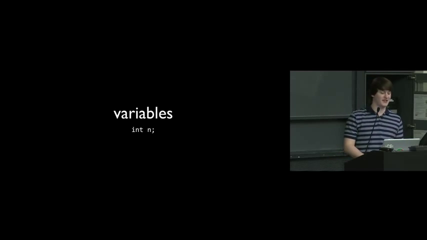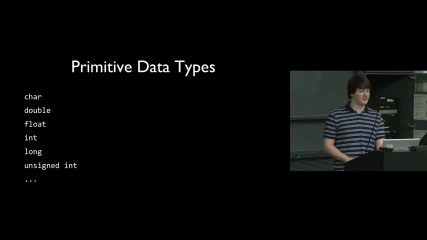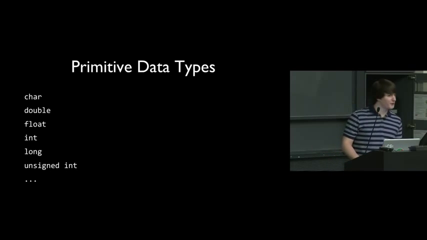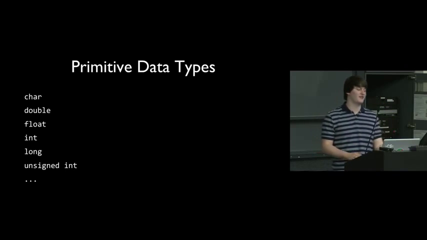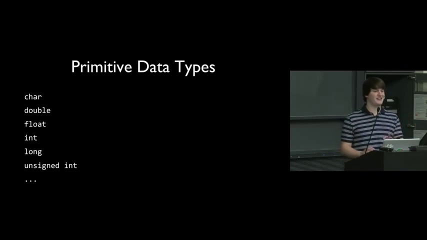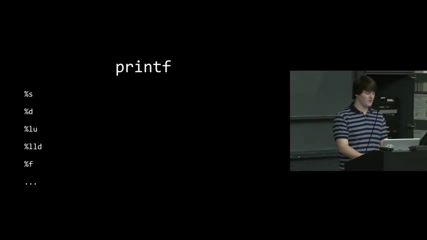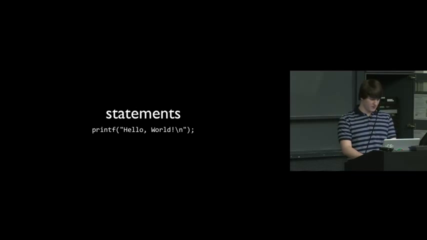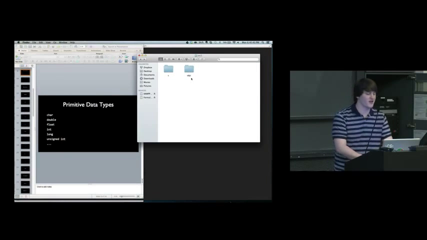So statements, that is a statement. Variables, you just declare them int n, or you could say int n equals 0. That's going to be the same when we get to Objective-C. We have all of our regular primitive data types, char, double, float, int, long, and then the modifiers like unsigned int and unsigned double, and printf.